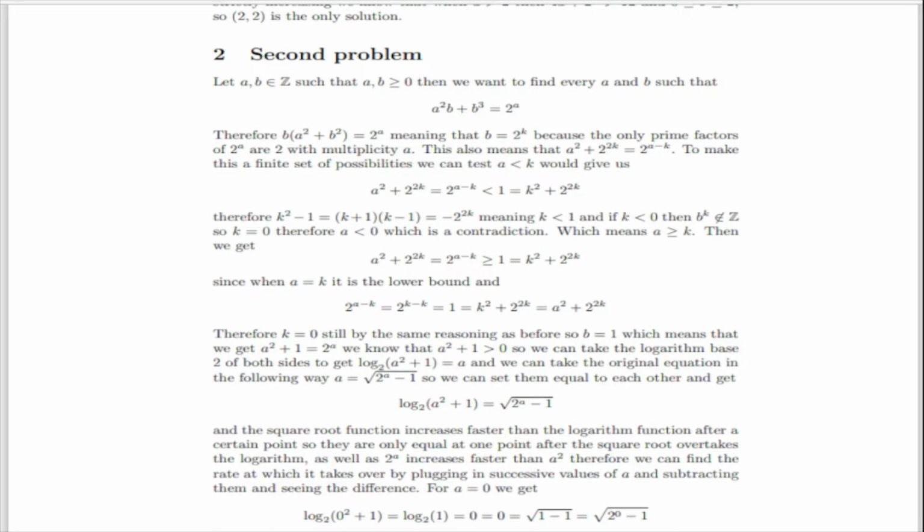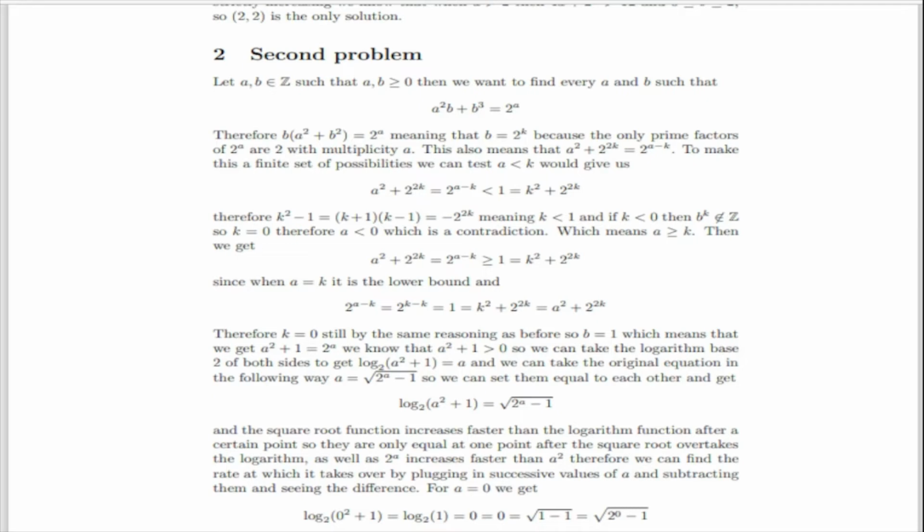Then we get a squared plus 2 to the 2k equals 2 to the a minus k, which is greater than or equal to 1, which equals k squared plus 2 to the 2k. And here's why we get that on both sides. Since when a equals k, it is the lower bound, it is the upper bound for the other one. But that gives us 2 to the a minus k equals 2 to the k minus k, which equals 1, right? Which equals k squared plus 2 to the 2k from the previous thing, which equals a squared plus 2 to the 2k. So that gives us our kind of bound.